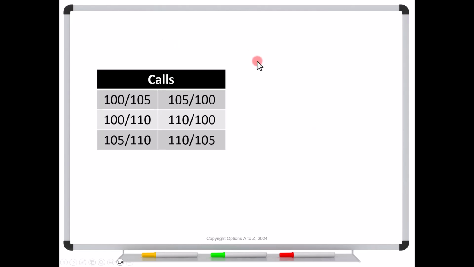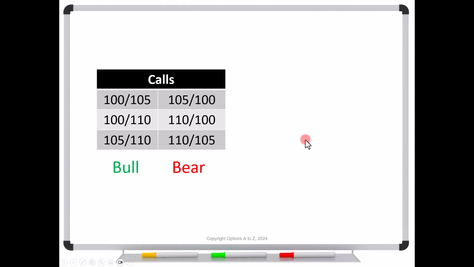So here they are. The way that I've laid this board out, the first strike is the long one and the second is short. So this first one is buying the 100 and then selling the 105. But I could also reverse them. I could buy the 105 and sell the 100. That would make it a bear spread. So we have the bull spreads over here, we have the bear spreads over here.